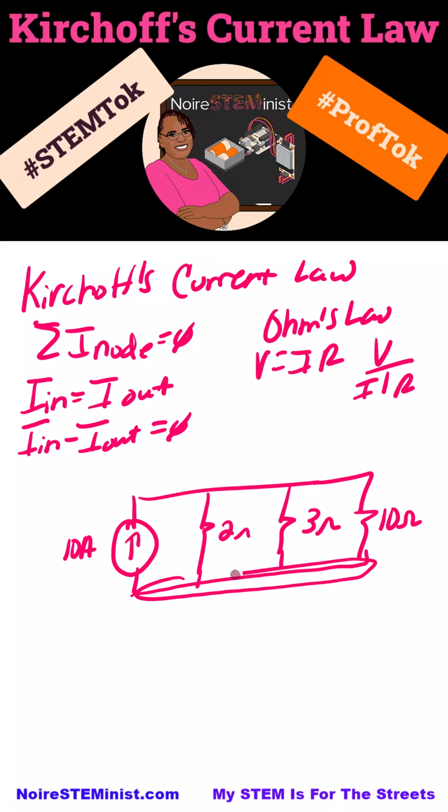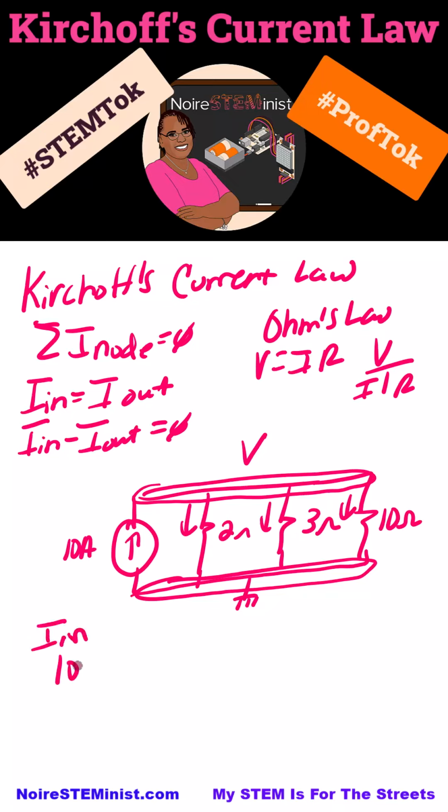2 nodes once again. The bottom node is ground, and the top node we're going to call V. My job is to find V so that I can find the currents. So the current into that top node is 10, and then I have the current out through the 2 ohm, out through the 3 ohm, and out through the 10 ohm.